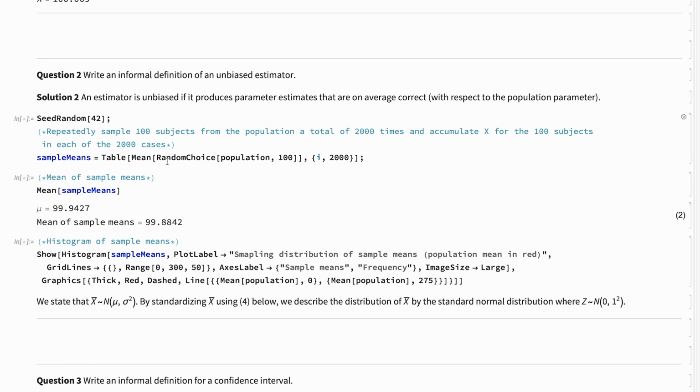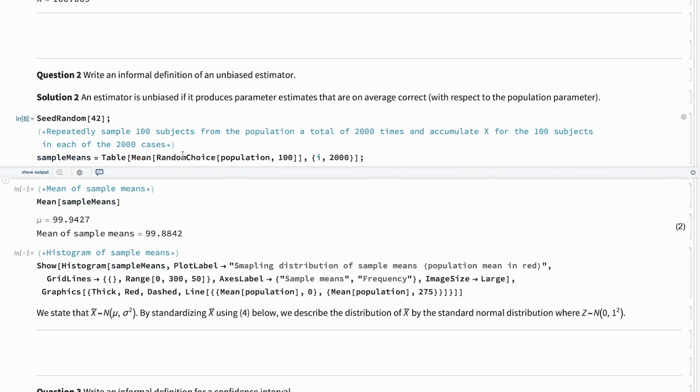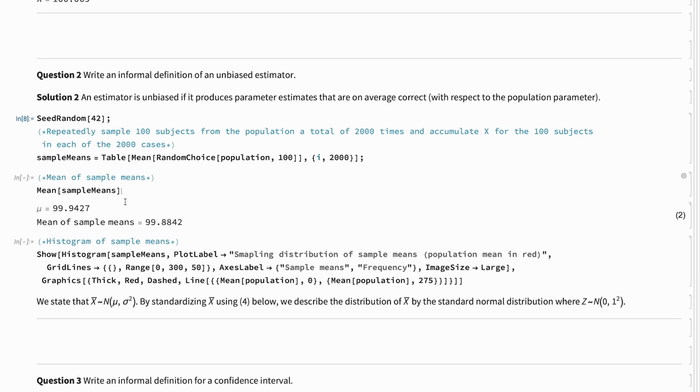So in the code here, I'm going to randomly select 100 people, calculate a mean, and do this 2,000 times over. Very unrealistic, because you cannot do this in real life. You can only do your study once. Select your 100 subjects once. I'm here simulating as if I could do this 2,000 times over. And let's look at the mean of all my 2,000 means.